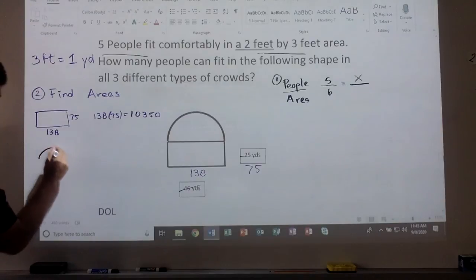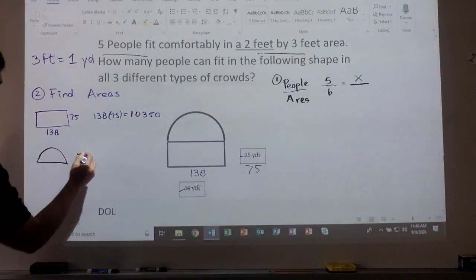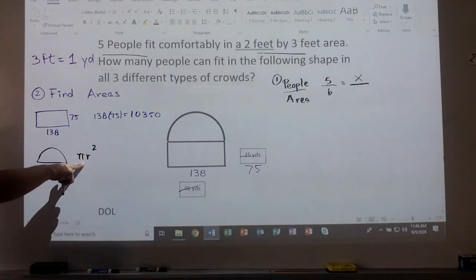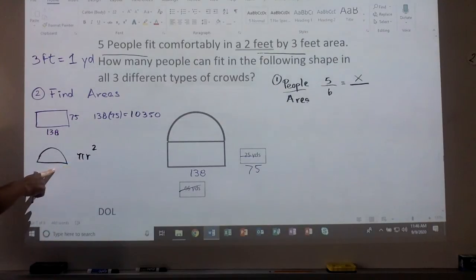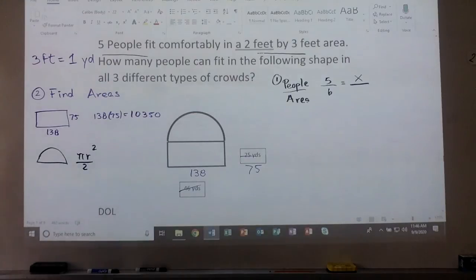However, this is only half of a circle. If this had been the whole thing, I would have used the formula of a circle, but I can still use the formula of a circle. Pi r squared. That is the formula of a complete circle. But what do I have here? Don't I just have half of it? So how do I take half of it? Just divide by 2.